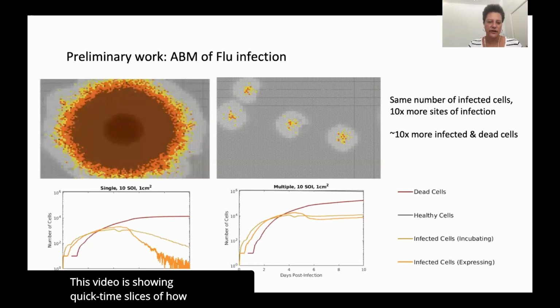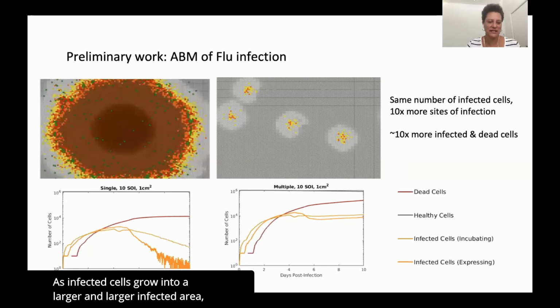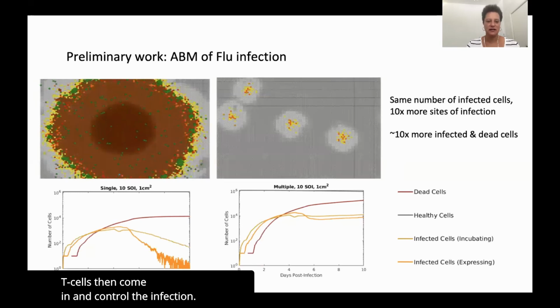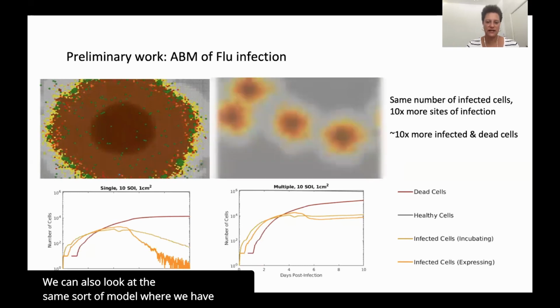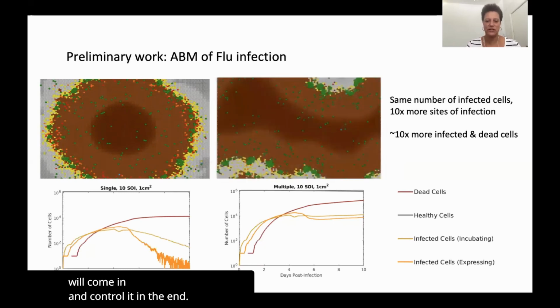This video is showing just quick time slices of how the model progresses as infected cells grow into a larger and larger infected area. T cells then come in and control the infection. We can also look at the same sort of model where we have multiple sites of infection, and the T cells again will come in and control it in the end.